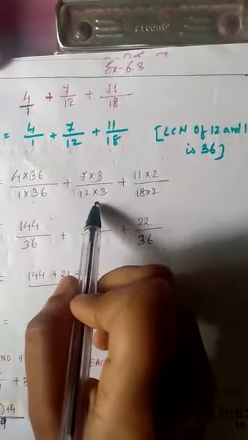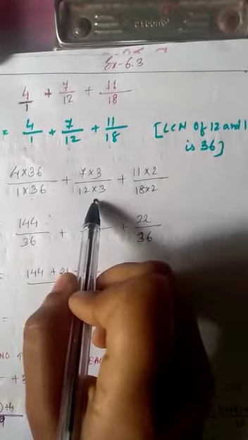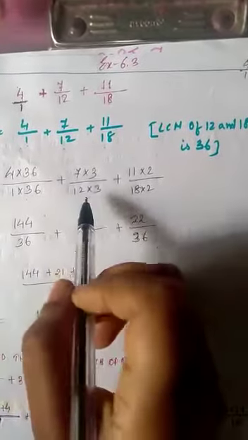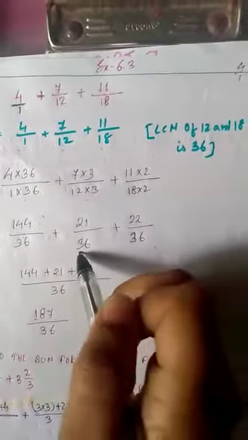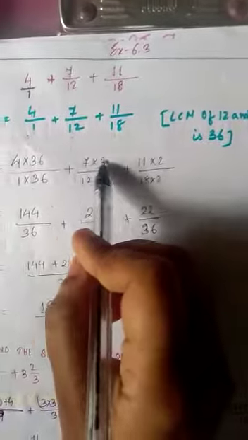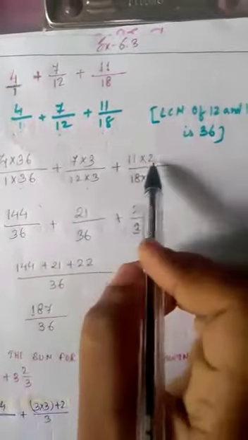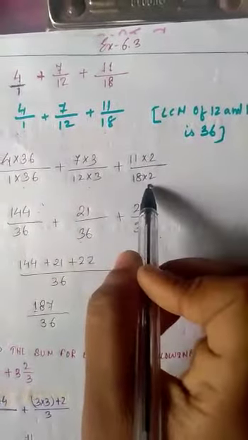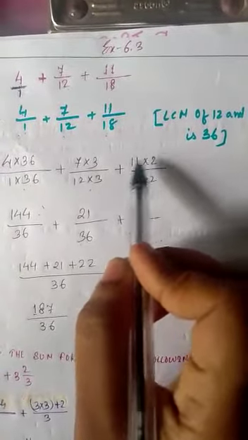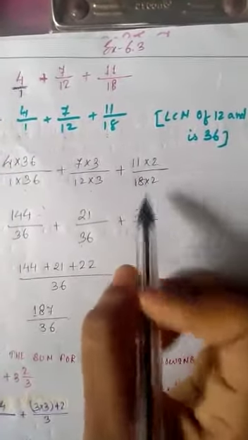As you know, you must learn the tables of 12, 15 till 20. Okay children, so 12 into 3 is 36. Now what you have to multiply by 3. So 7 times 3 is 21. Now 18 times 2 is 36. So we have to multiply it by 2 also, by 11. So 2 times 11 is 22.